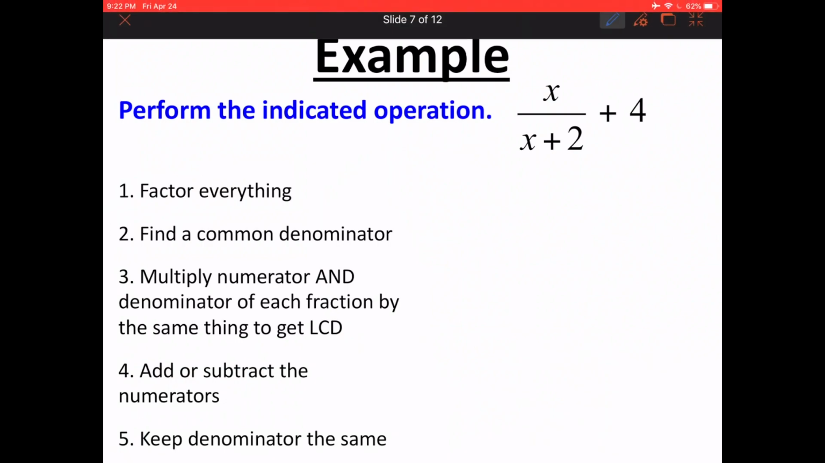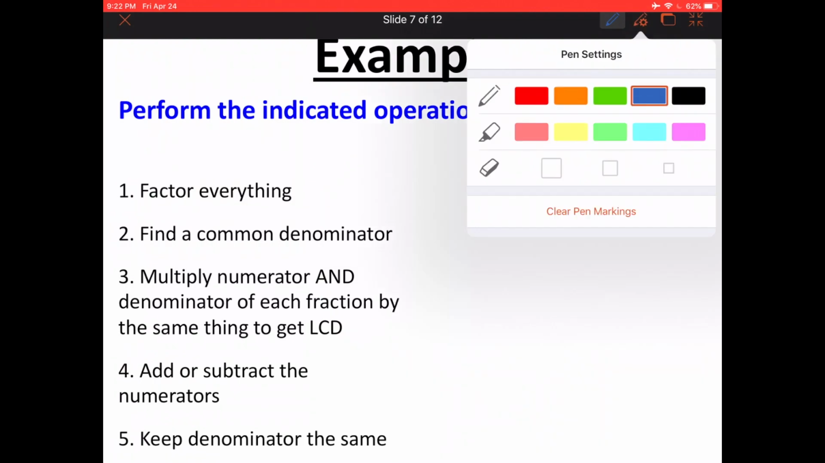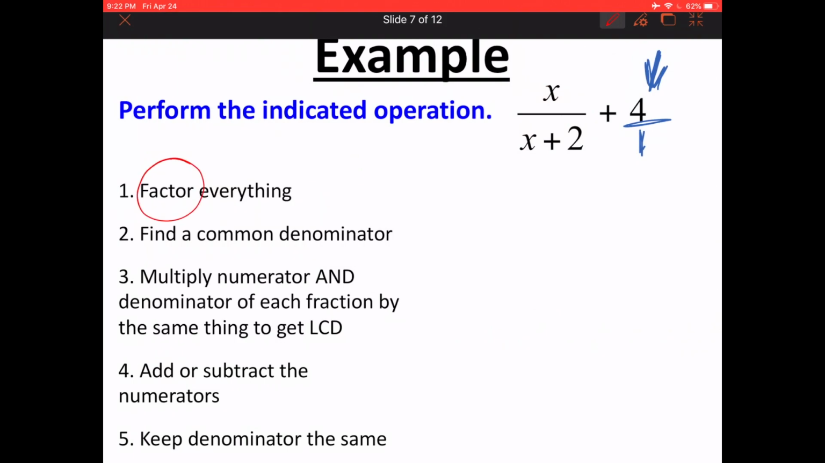Here's our next example. Perform the indicated operation. Now this one's a little bit tricky because we don't have 2 fractions. But again, how do I turn that 4 into a fraction? Over 1. So step 1 is to factor. There's nothing to factor. Everything's as simple as it comes. We're done.